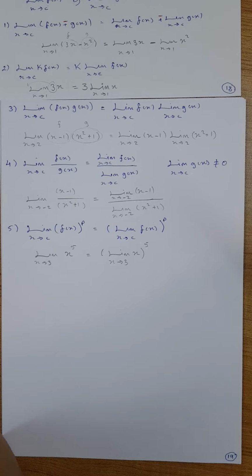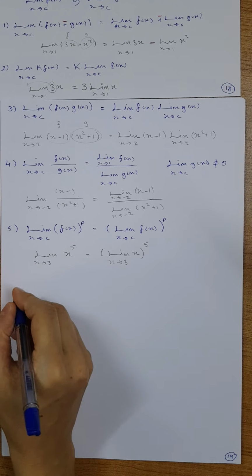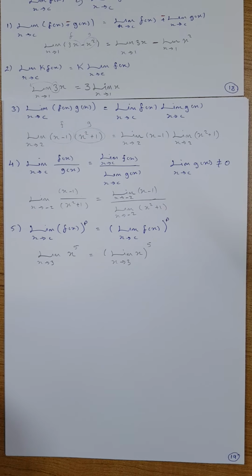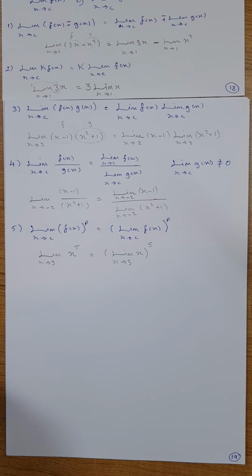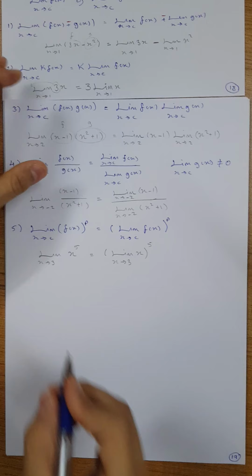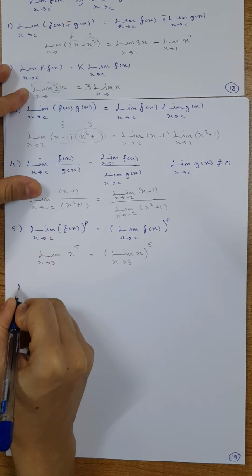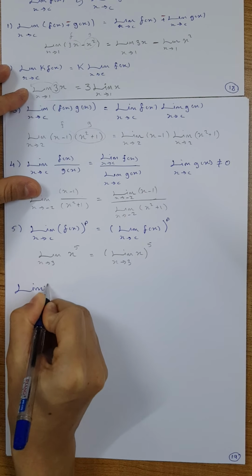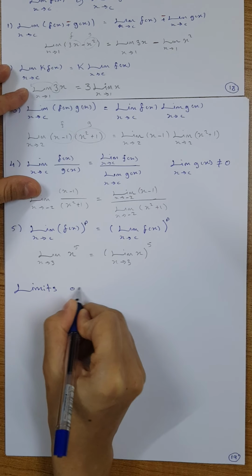Okay, let's come to the limit of two linear functions. These are the properties. Of course, we are using those properties in general while solving limits. So we have limits of two linear functions.